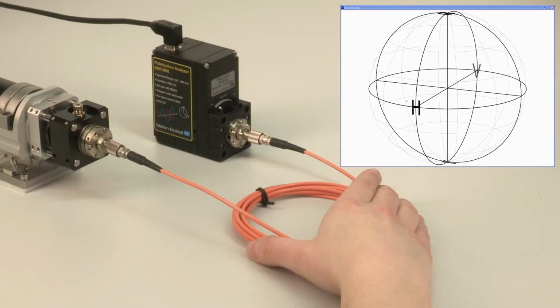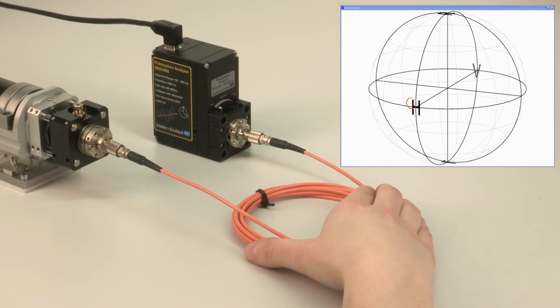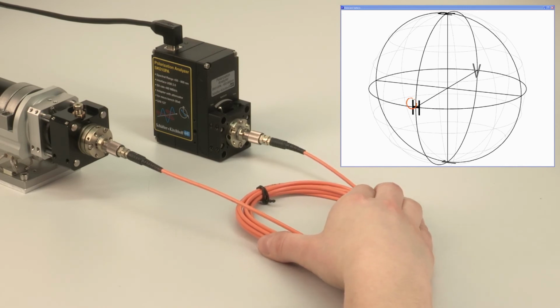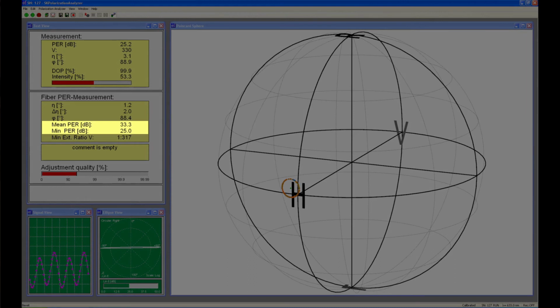The success of the adjustment is visualized with a logarithmic bar plot. The measurement points now form a circle with a smaller radius. A second PER measurement reveals the parameters of the now optimized polarization adjustment.